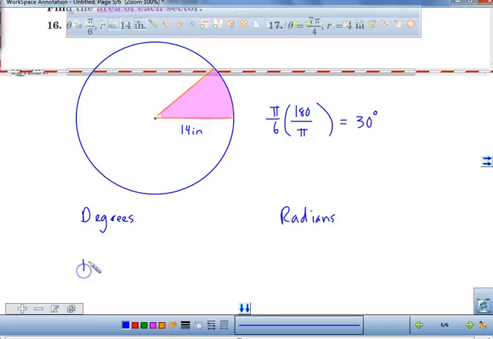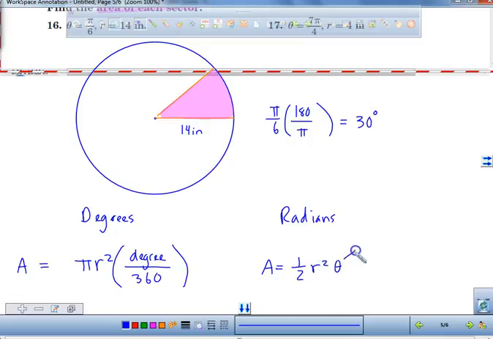Now, what's the area of a whole circle? The area of a whole circle is pi r squared. That's how many degrees are in a circle. If you wanted to find the area of a sector, A equals pi r squared times the degree that you have out of 360. The formula for radians, to find the area of the sector, is 1/2 r squared times theta, but theta has to be in radians.